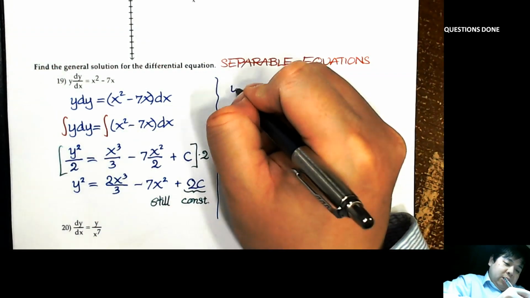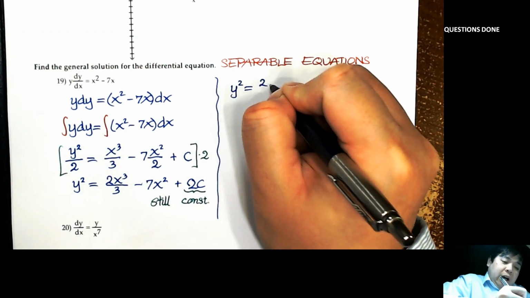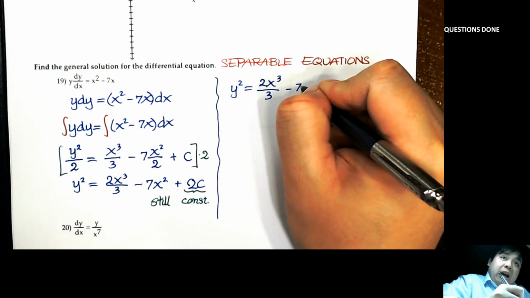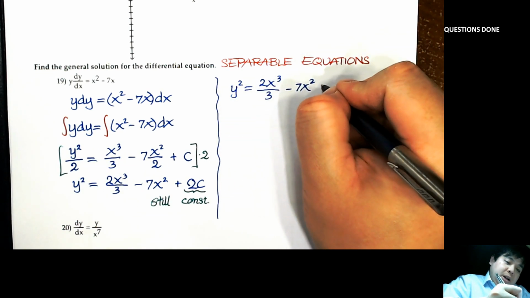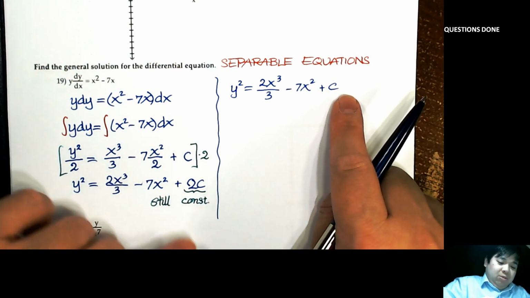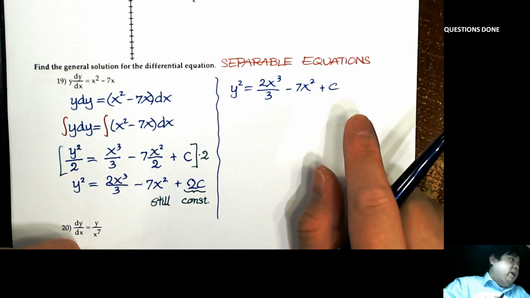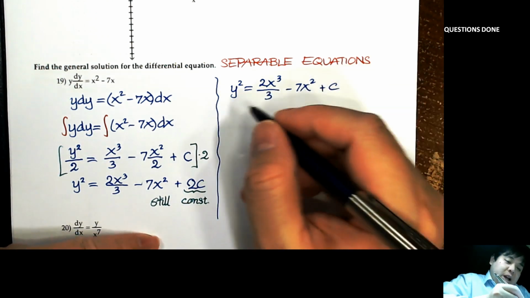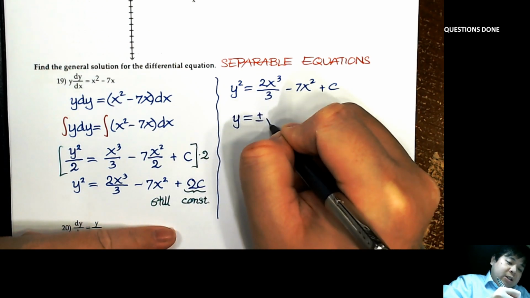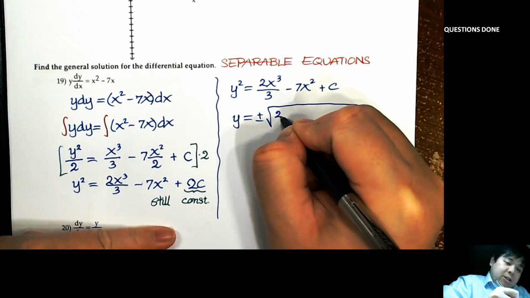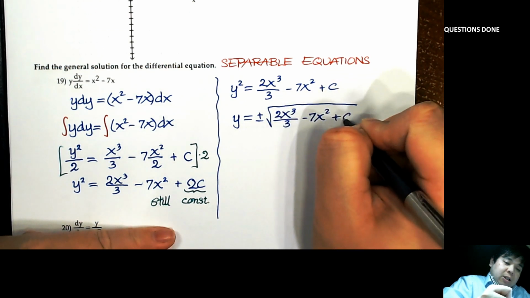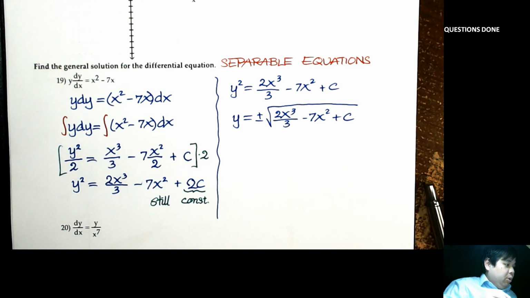So I will write y squared equal to 2x cubed over 3 minus 7x squared plus c. And because 2c is just a constant, I can still just write c. And then we take the square root on both sides. We have this. That's a separable equation.